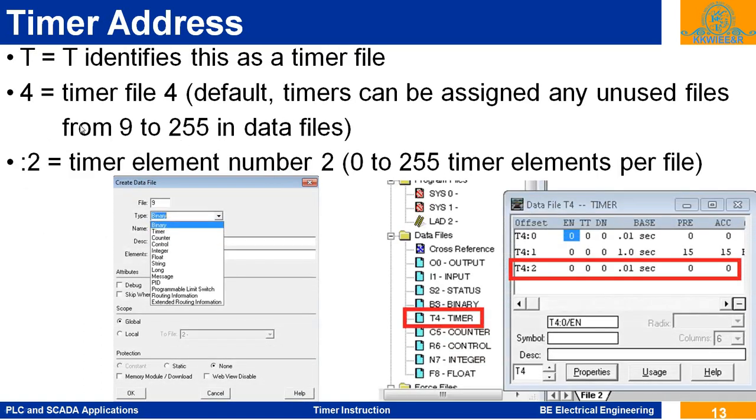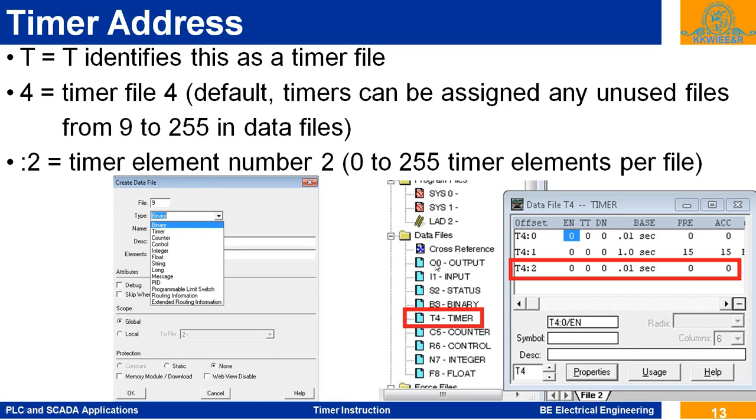How many timing elements are available in this T4 file? Or what is this 2? In the T4 file, 0 to 255 timer elements are available, like 0, 1, 2, 3 up to 255 timers in this data file T4. And if all these timers are utilized and you require some more timers, then we can create another data file.